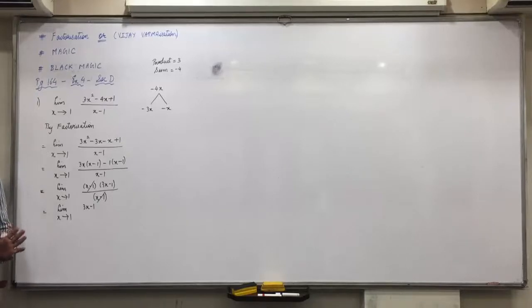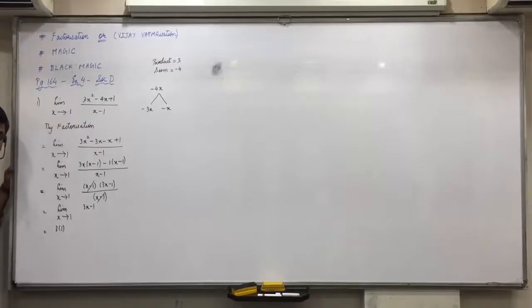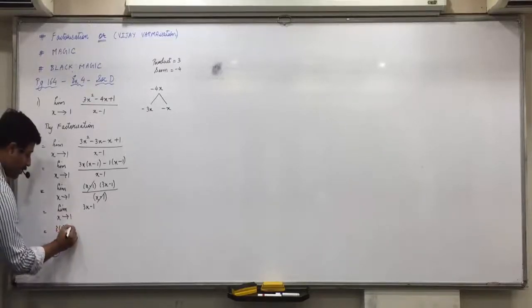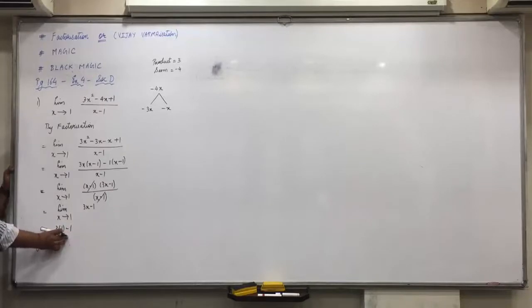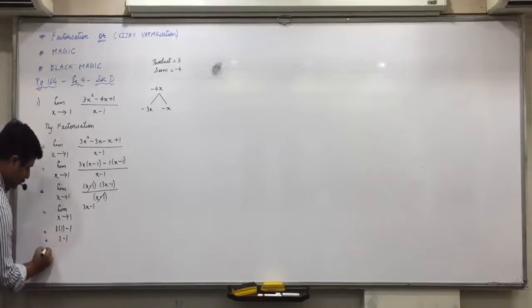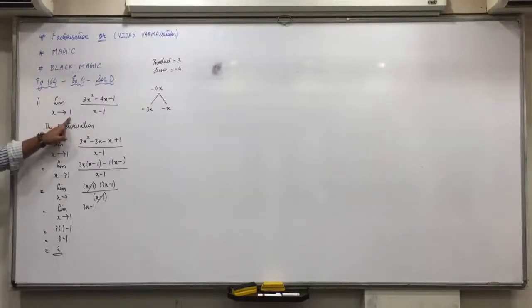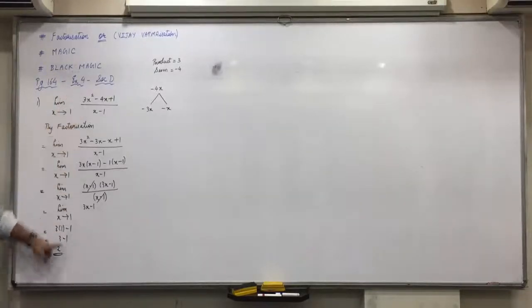Once you substitute the value in x, don't write limit. You can directly write it as 3 in place of x, 1. In place of x I am substituting 1, minus 1. When you substitute the value, we don't have to write limit. So 3 into 1, 3. 3 minus 1, 2. Did everyone understand it? It means as x tends to 1, f(x) tends to 2.